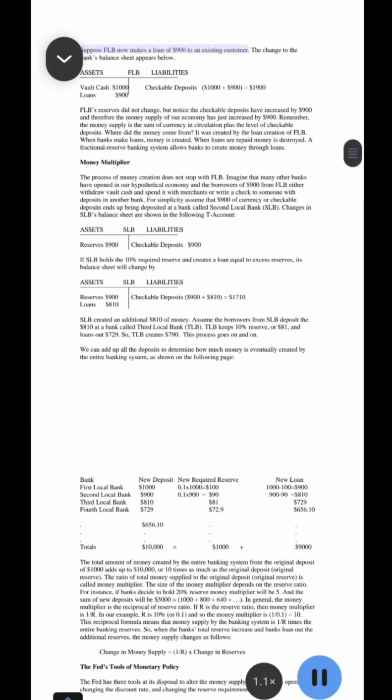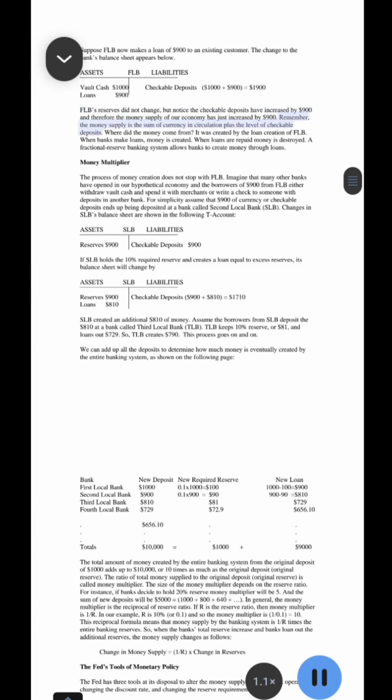Suppose FLB now makes a loan of $900 to an existing customer. The change to the bank's balance sheet appears below. Assets: vault cash $1,000, loans $900. Liabilities: checkable deposits $1,000 plus $900 equals $1,900. FLB's reserves did not change, but notice the checkable deposits have increased by $900, and therefore the money supply of our economy has just increased by $900.